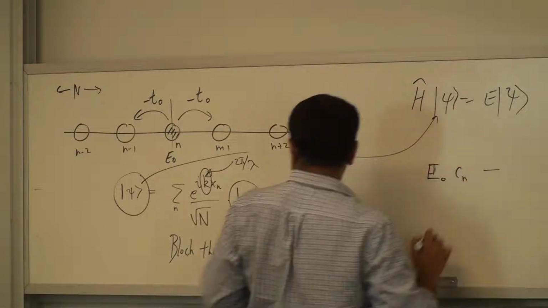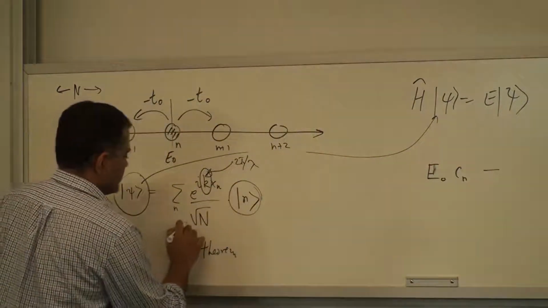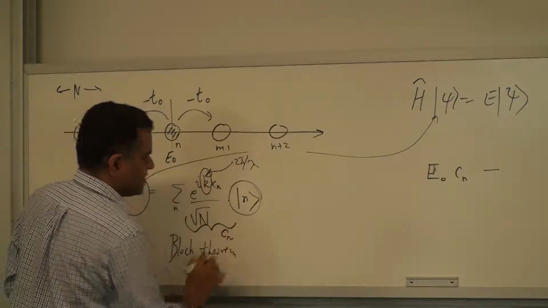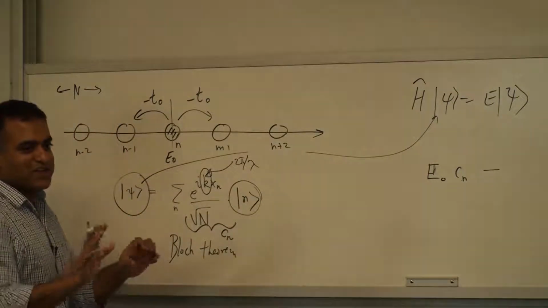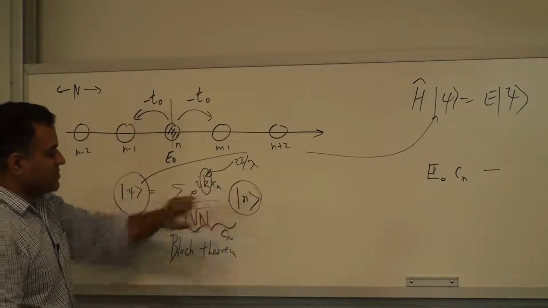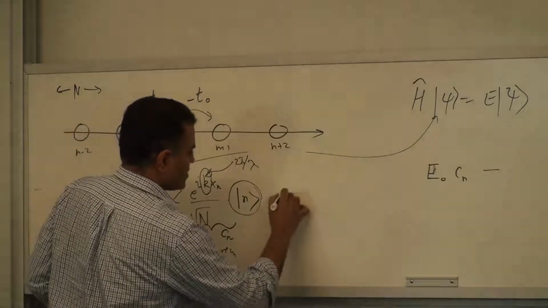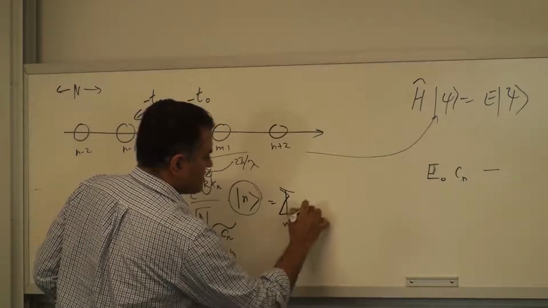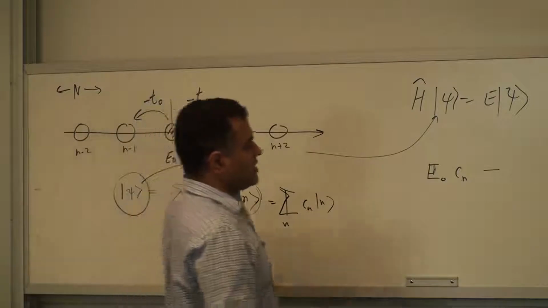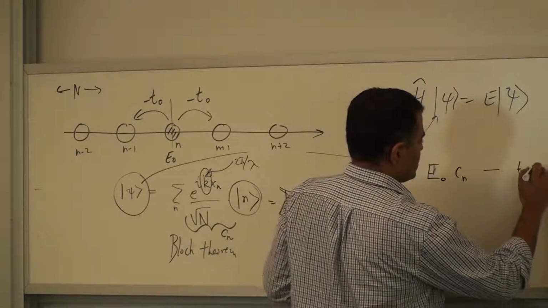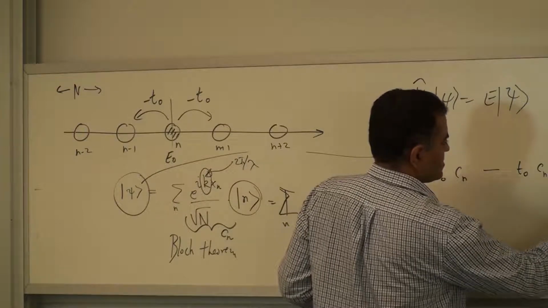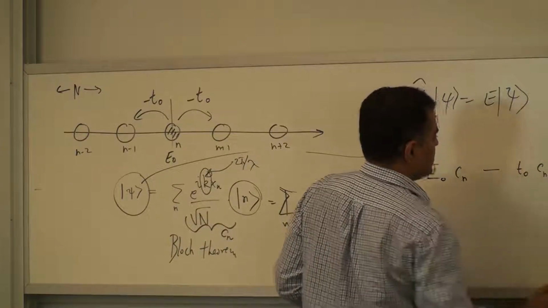minus, okay, let's call this C sub n. Not an operator, sorry, just want to make sure. This is just a coefficient, Cn times n. So in other words, I write my wave function as a sum over n of a constant Cn times n, right? So you get this minus T0 Cn minus 1, minus T0 Cn plus 1, right?